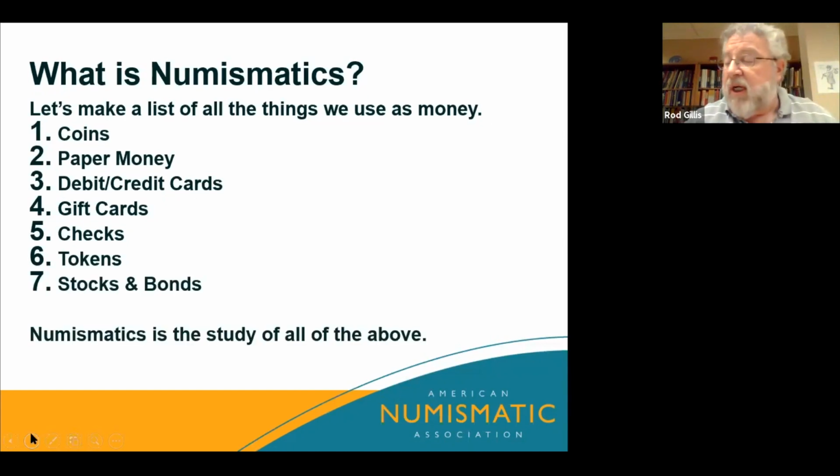Stocks and bonds. Stocks and bonds are something that not only is a store of value, but can be traded, of course. I used to work for a mutual fund company many years ago, and at that point, we actually still had physical stocks and bonds. You can still do that, but 99.9% of the transactions today are done electronically. And just as with tokens and gift cards, there are people who like to collect stocks and bonds. So that's something that you might want to consider as well.